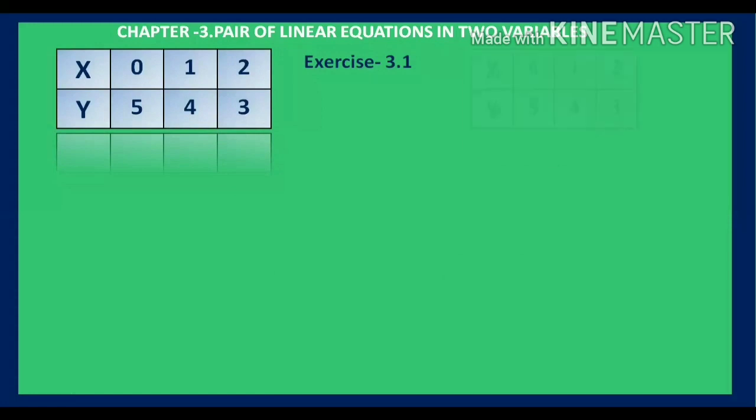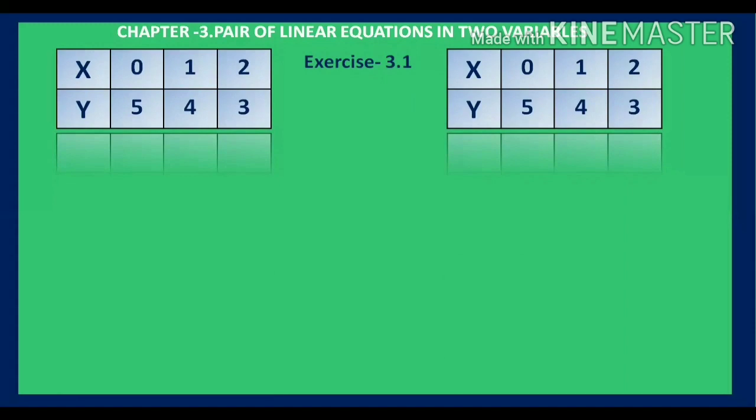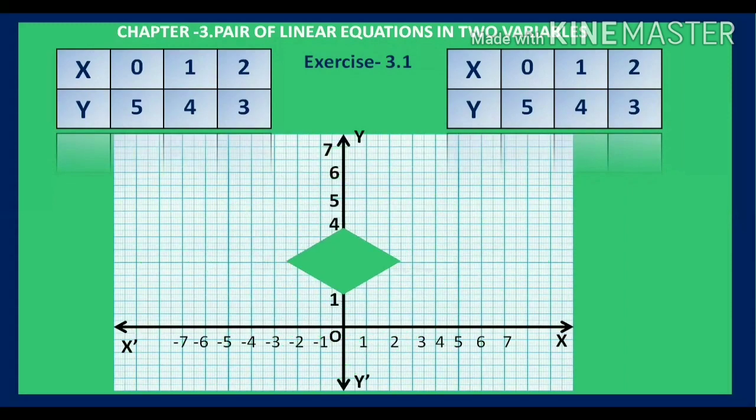So these are our set of points, and let's take graph paper. The scale is the same, 1, 2, 3, normal. Now let's plot the points. The first point is 0, 5, so this is the point (0, 5): x is 0 and y is 5, the coordinates are given. Next point is 1, 4: x is 1 and y is 4, so we put here (1, 4). Third is (2, 3). So 0, 5; 1, 4; 2, 3.